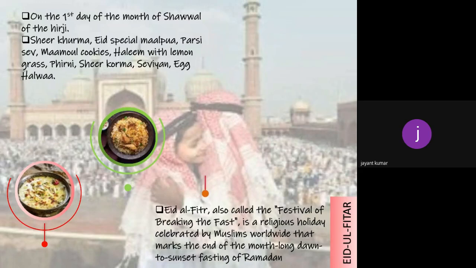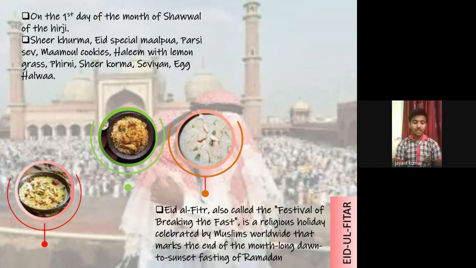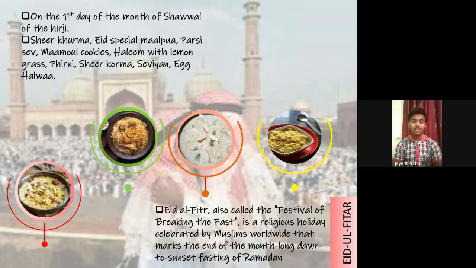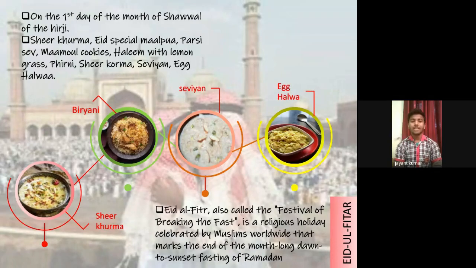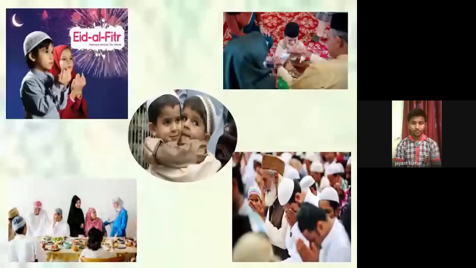Muslims around the world make great preparations like buying new clothes. Eid prayers are done, and friends and relatives share the festivities and exchange sweets. Children are often given gifts called Eidi by their loved ones. The Eid fast is broken with special dishes like sevai, biryani, egg halwa, sheer korma, etc. Here are some pictures related to Eid ul Fitr.